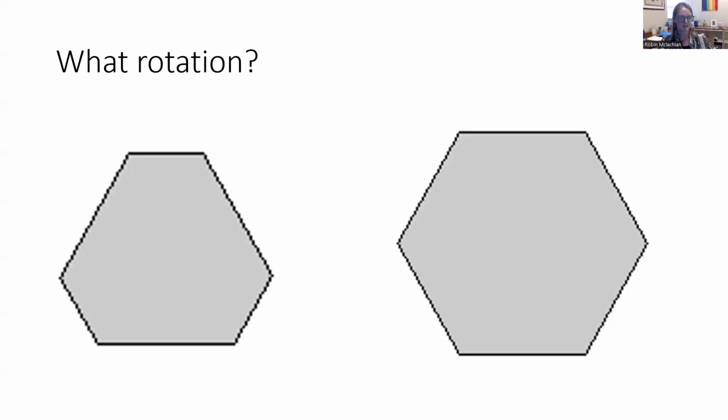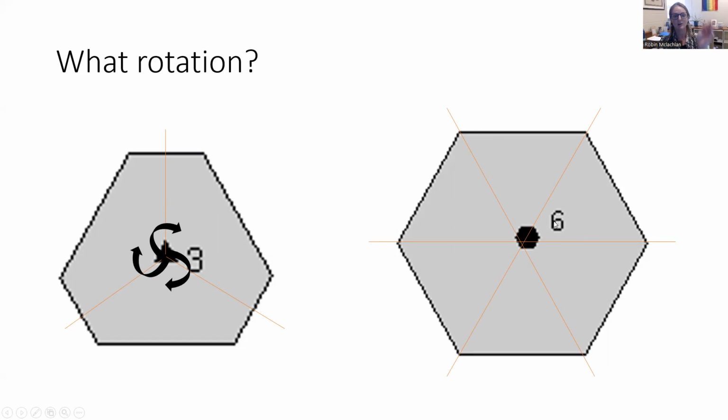Right, looking at that first one, that first shape kind of looks like a triangle with its corners cut off. So that one has threefold symmetry. You could imagine a part of that shape being rotated 3 times. And then that second one has sixfold. So you could imagine taking a triangle, rotating it 6 times to get that sixfold rotational symmetry.